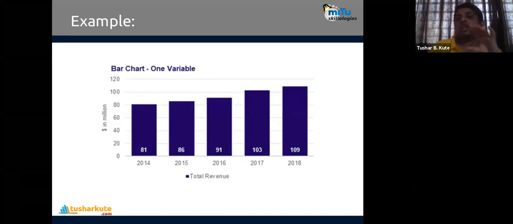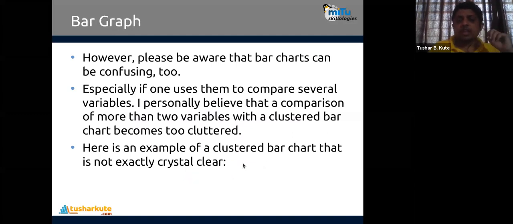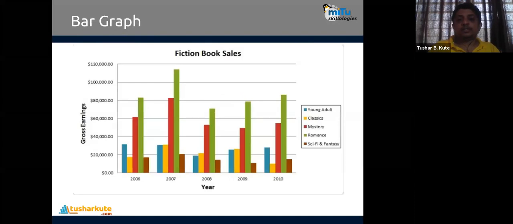You can see this one. This shows total revenue per year, in millions, for a particular company. Then 14, it was 81 million, 15, 86, 91, 103, and 109. One variable can be seen, but bar charts have many abilities by which you can observe it. Maybe sometimes it can be confusing, especially if one uses them to compare several variables. I'm showing a single variable only. I have not done the comparison. So comparison can also be done in multiple different ways.